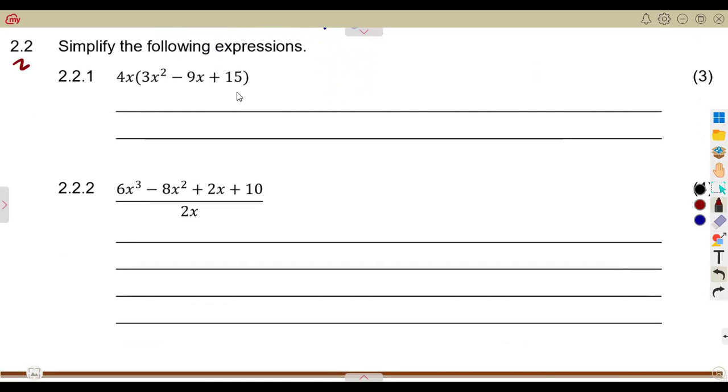2.2, simplify the following. What is it that you're supposed to simplify? Expand the brackets. You're given a bracket, so you have to multiply. So 4x multiplies 3x squared. So that's 4 times 3, which is 12. X and x squared, the bases are the same. So you add the exponents, 1 plus 2. That's x cubed. Remember your exponents. 4 times minus 9, that is minus 36. X times x is what? That's x squared. When you distribute throughout, you multiply here.